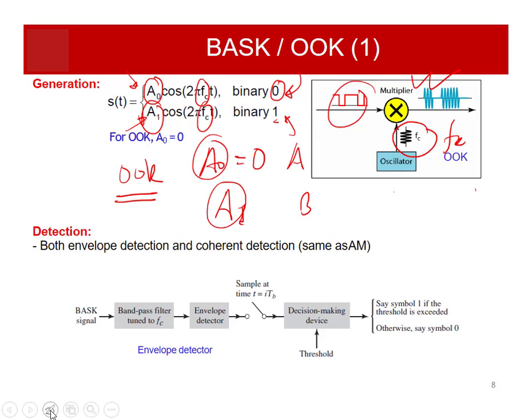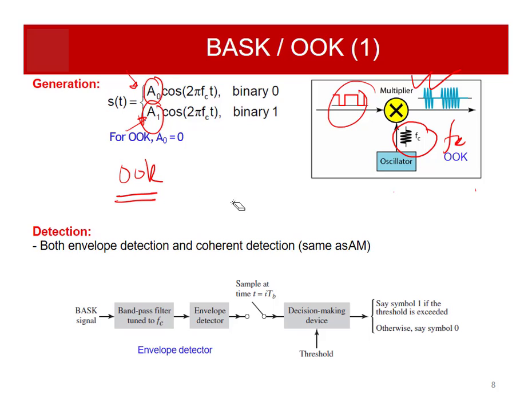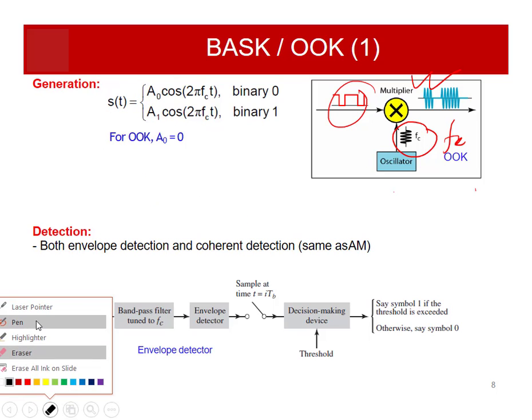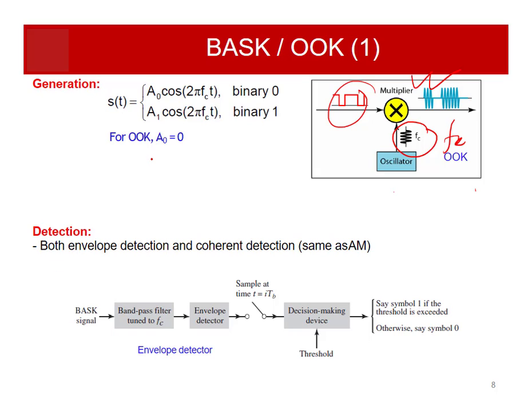Okay, so that is the modulation part. Now how can we demodulate the original bit sequence from this modulated signal S(t)? Basically there is nothing different between demodulating a BASK signal and an AM signal. When we discussed the AM signal, we already talked about how to modulate and demodulate different types of message signals.